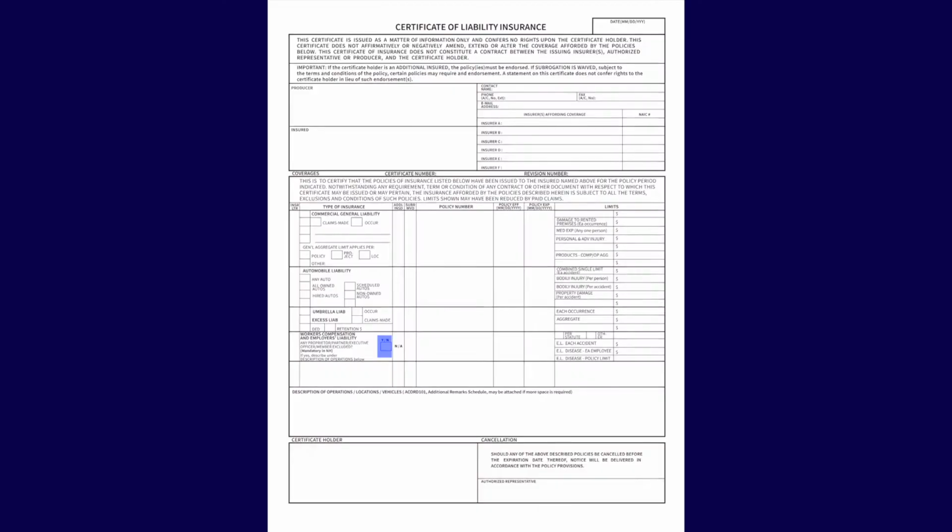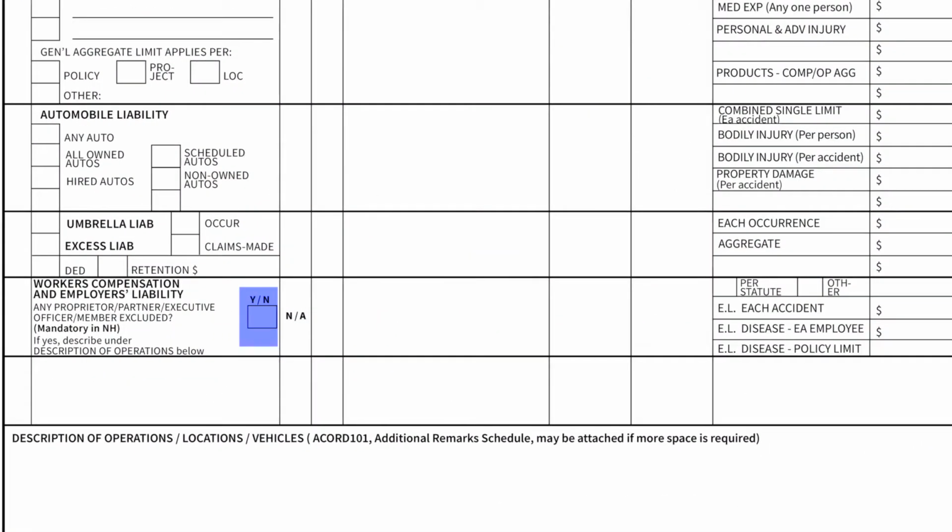17, workers' comp exclusion checkbox. This checkbox indicates whether or not an individual is excluded from the workers' compensation policy. In some states and for certain types of entities, executive officers and/or office administrators are allowed to exclude themselves from workers' compensation policies. If this box is marked with a Y, it means someone is excluded from the policy.